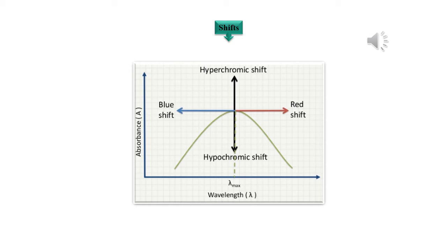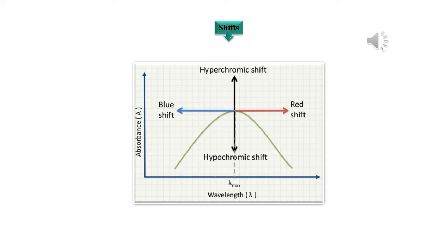Next, coming to the different types of shifts that occur during the UV visible analysis when we get the spectrum. There are four types of shifts that occur in the UV visible spectrum. First one is blue shift, then red shift, hyperchromic shift and hypochromic shift. And the x-axis represents lambda, that is wavelength, radiation range.